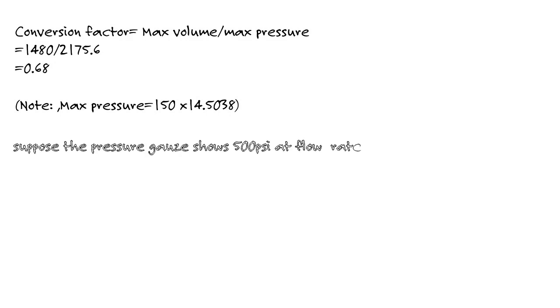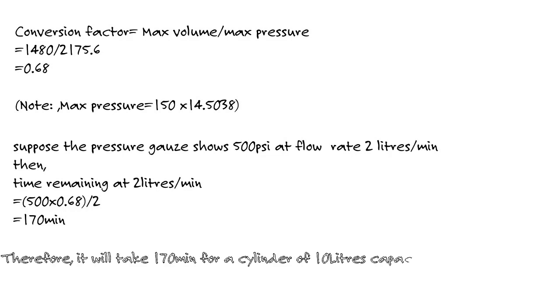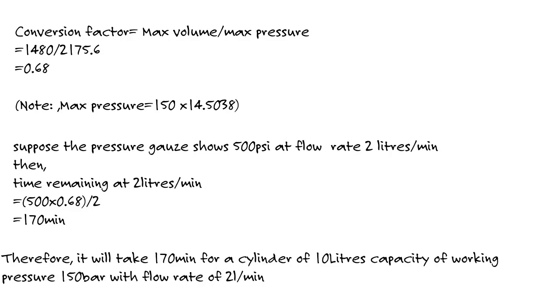Now, let us suppose the pressure gauge shows 500 psi while oxygen is being consumed at the flow rate of 2 liters per minute. Then the time of oxygen remaining from the cylinder can be calculated as 500 multiplied by the conversion factor of 0.68 and then divided by the flow rate of 2 liters per minute, which gives 170 minutes. So, in this example, it takes about 170 minutes for all the oxygen that remains to get used up if the oxygen was delivered at the same flow rate of 2 liters per minute.